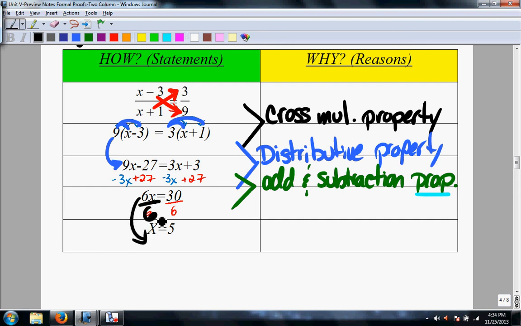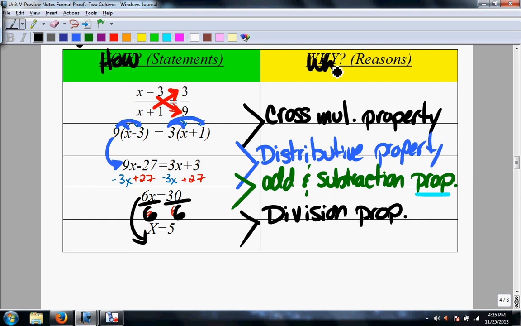From here to here, we see that we simply divided by 6. So because we divided both sides, we got 6x equals 30, and then we got x equals 5. What we did is we divided both sides, so it's the division property. So once again, on the left you have the how, and the right you have the why.